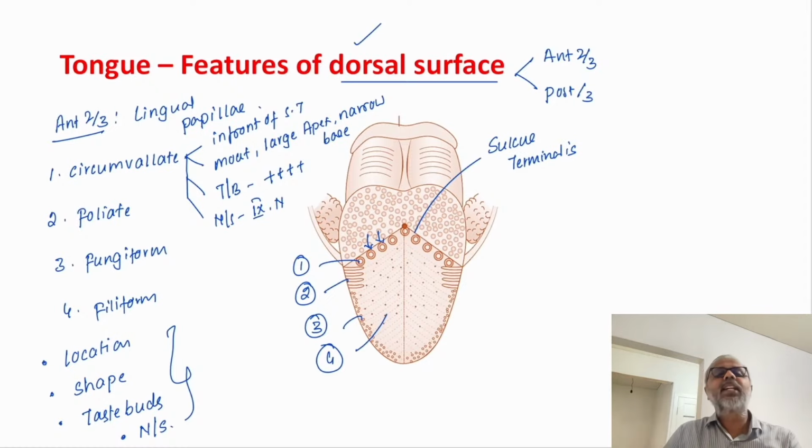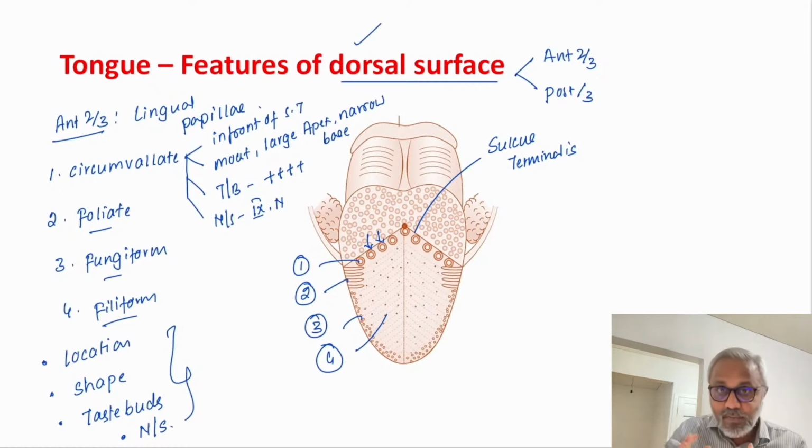Even though they are present in the anterior 2/3 of the tongue, the taste sensation from the circumvallate papilla is carried by glossopharyngeal nerve. Try and do the same for rest of the papillae. If you can make a table, that is the best way of answering, right? So you have papillae on one side, you have 4 columns, location, then morphology, then presence or absence of taste buds, and then you talk about the nerve supply, right?